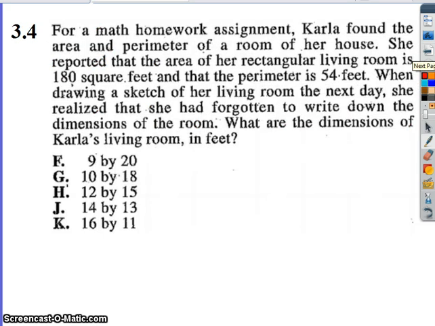All right, number 4, math homework assignment. Carla found the area and perimeter of a room in her house. She reported the area of the rectangle was 180 square feet. Okay, so area, rectangle, it's 180 square feet. And the perimeter of that rectangle was 54 feet. When drawing a sketch of her living room the next day, she realized she had forgotten to write down the dimensions of her room. So what are the dimensions?